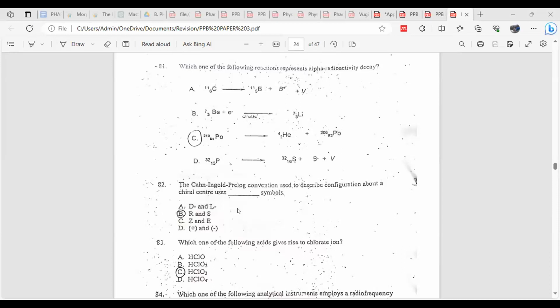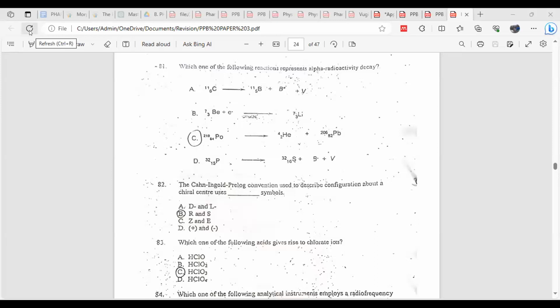So it's Z and E because okay, nimepata from Google. Each substituent is assigned a priority using the Cahn-Ingold-Prelog rules. Using the Cahn-Ingold-Prelog rules, if the two higher priority substituents are on the same side of the bond, the configuration of the bond is Z. And if they're on opposite sides, the configuration is E. Like they use those rules to designate your Z and E. So that's why it's Z and E.